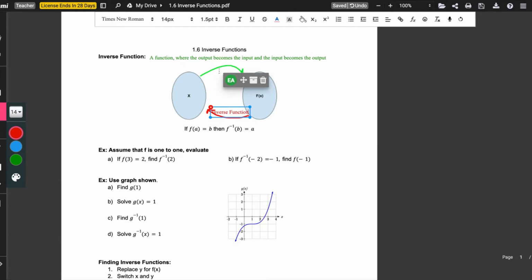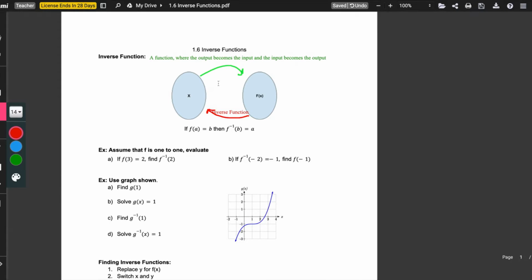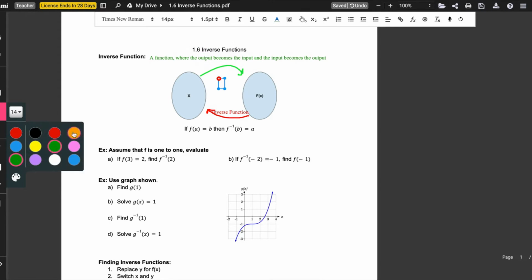So that is how they're different. Typically, the x is determining the y, but in an inverse function, the y is determining the x. And how we say that is if f of a, so that means if I plug in a number a, I'm going to get b. Then in the inverse function, if I plug in that same number, that output b, I am going to get a. It goes backwards. So let's go into an example.